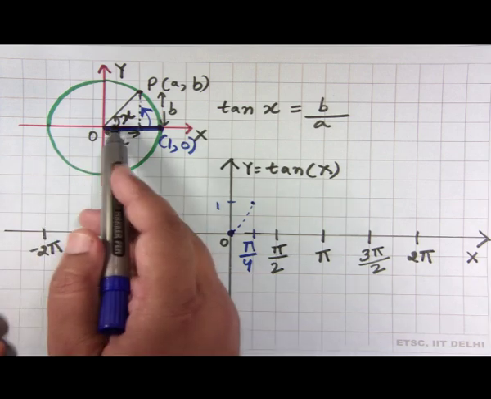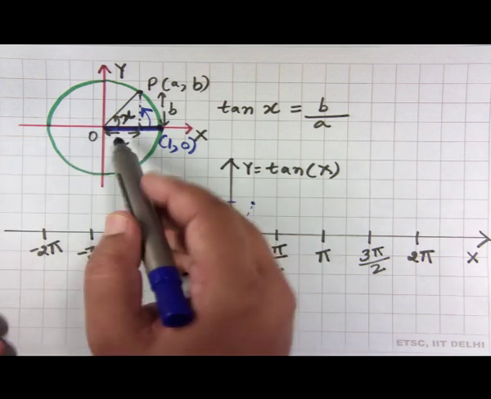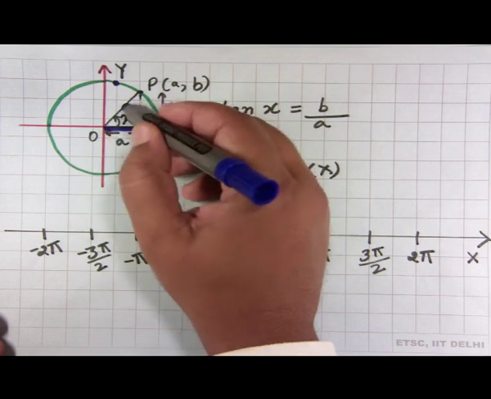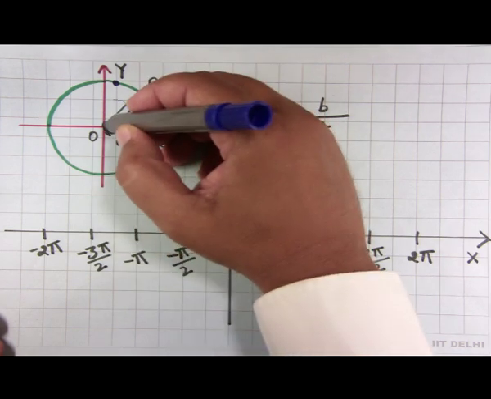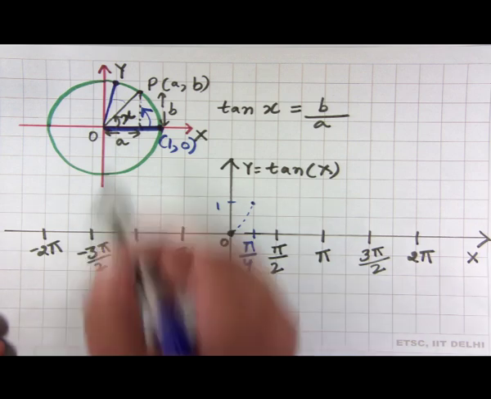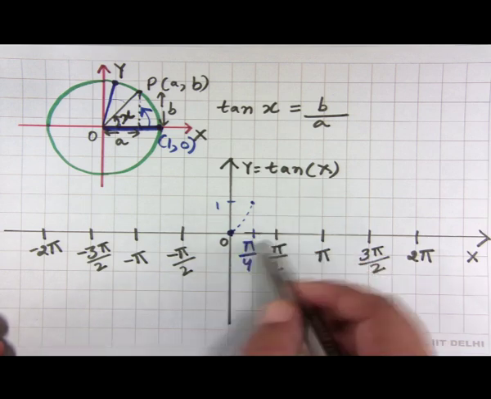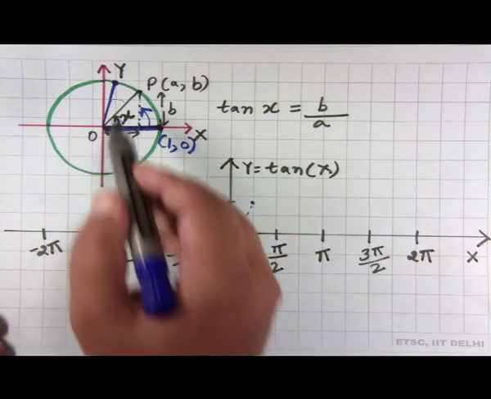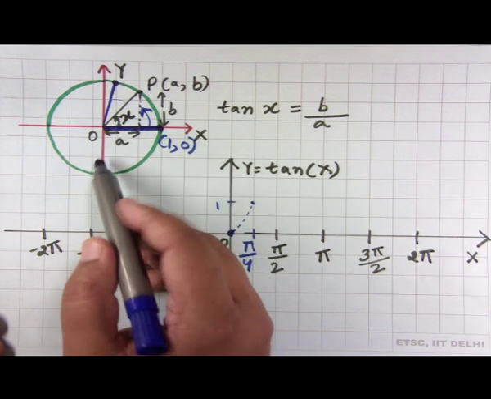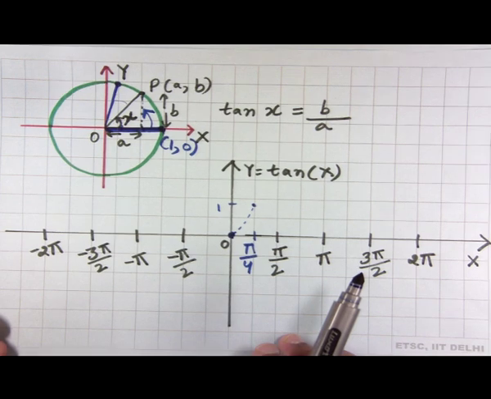And then when x increases further, for example, when the ray rotates further in the anti-clockwise direction, and suppose the ray is over here now, the angle is more than, let us say, 45 degrees. So maybe we are somewhere close to pi by 2. As the angle moves closer to pi by 2, the x coordinate of the point starts to reduce and it becomes very close to 0.